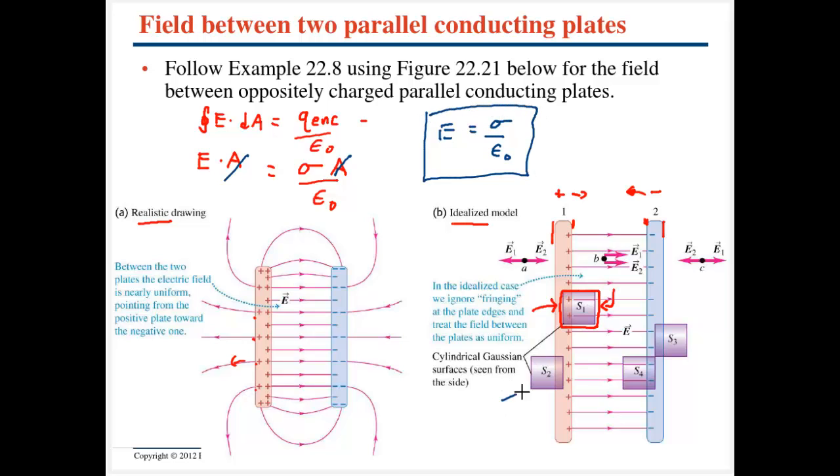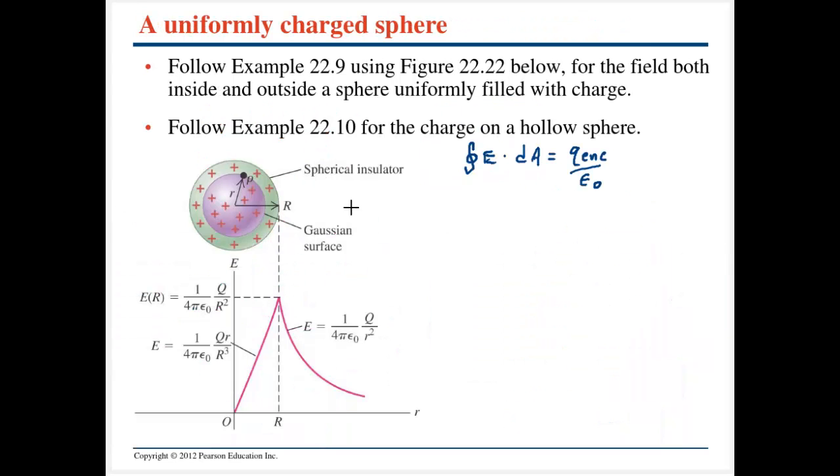You can convince yourself by looking at surfaces 2, 3, and 4 that you can do the same things and figure out that the electric field outside must be equal to 0, and surface 4 will give you the same result. We can extend this to insulators. The difference between insulators and conductors is that in insulators, the charge has to stay where it is. It can't flow around as it can with a conductor.